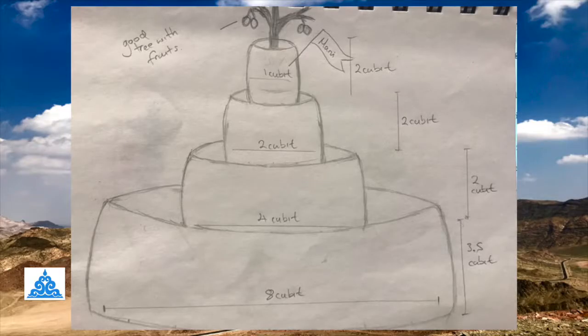The top 3 layers are all 2 cubits tall, but then they reduce in size as you go up, and in the center should be placed good quality wood, and he says something like juniper, that bears good fruit. And on the top layer, one should put flags with the Mani mantra, the 6-syllable Mani mantra on it.